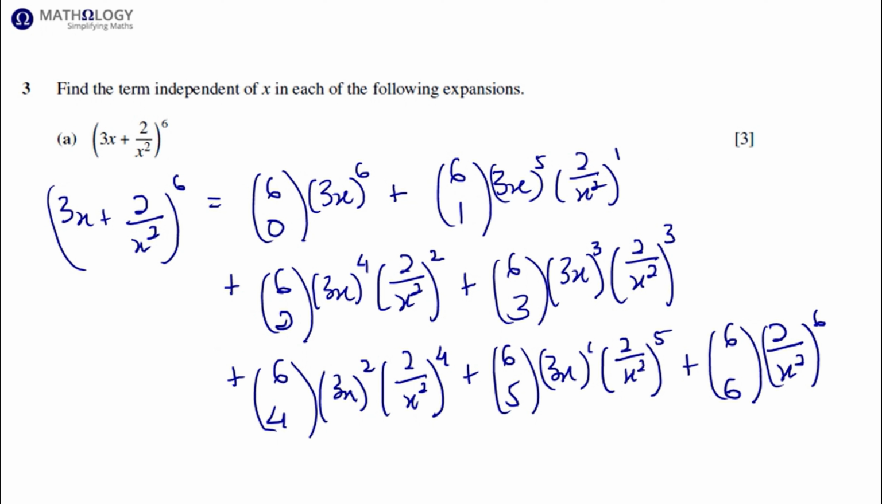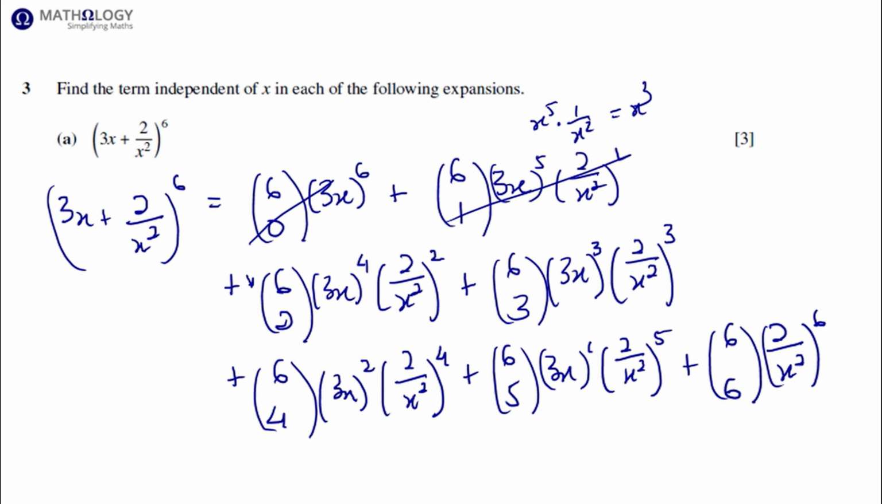Now we are required to find the term independent of x. So we cannot have a term that contains an x, in other words, right? So we're clearly not looking at this term. We're not looking at that term either, because when we multiply this out, we've got an x to the 5 times 1 over x squared, which is x cubed. So we can forget about that term as well.